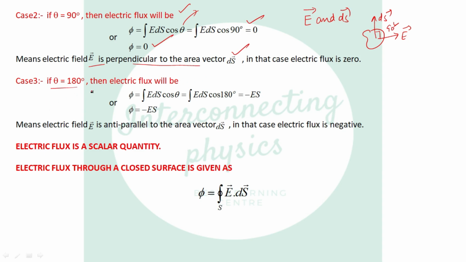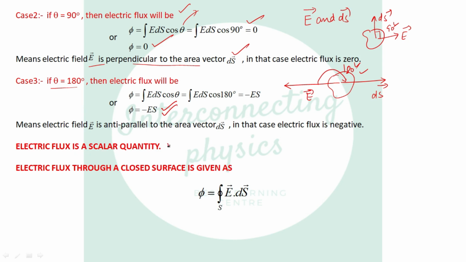Now if theta is 180 degrees, the electric flux will be negative. Why? Because suppose the area vector is along this direction, perpendicular to the surface always, and the electric field is along this direction. So the angle is 180 degrees, and in this case the electric flux is negative.